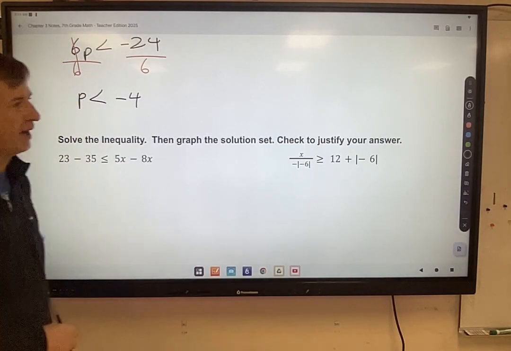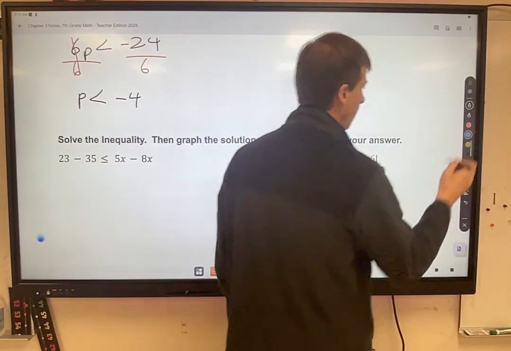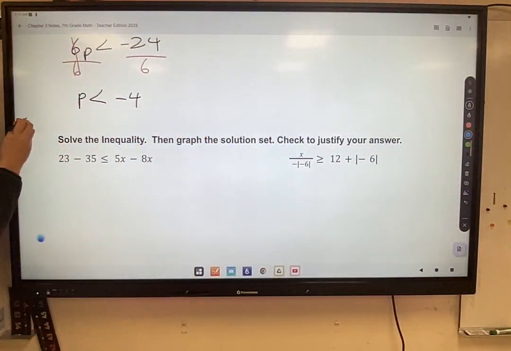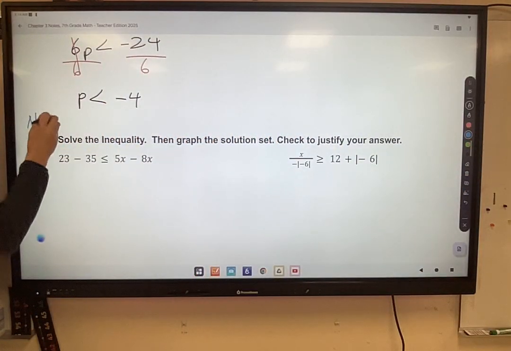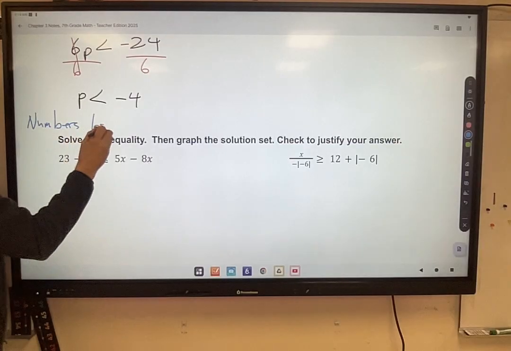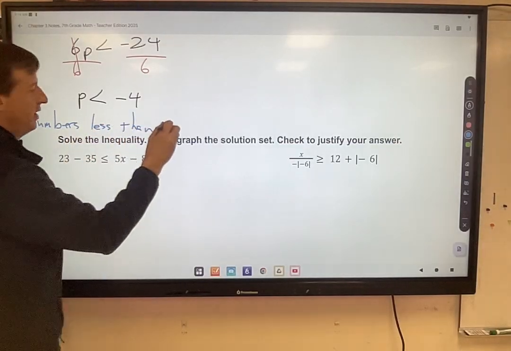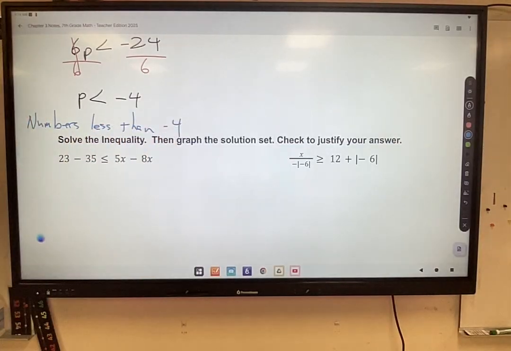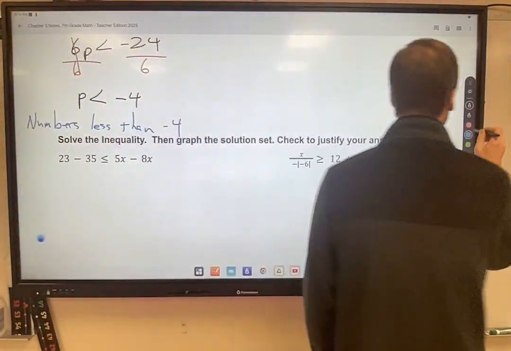Okay, then we're supposed to write out in words what the solution set is. So I would say numbers less than negative 4. That's my solution set. Numbers less than negative 4 is my solution set. I've got to check this one.